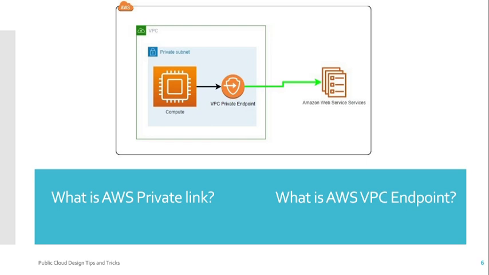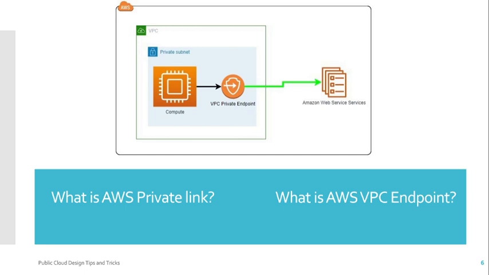AWS Private Link provides private connectivity between VPCs, AWS services, and your on-premise networks without exposing your traffic to the public internet. Focus on this point. With Private Link, the traffic will always remain within your network. It will never go to the public internet. Then we'll try to understand what is an AWS VPC endpoint.